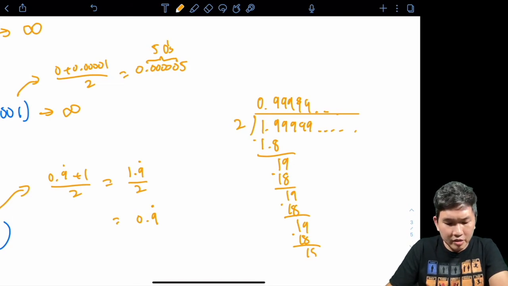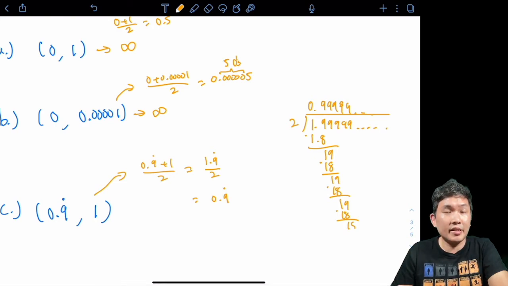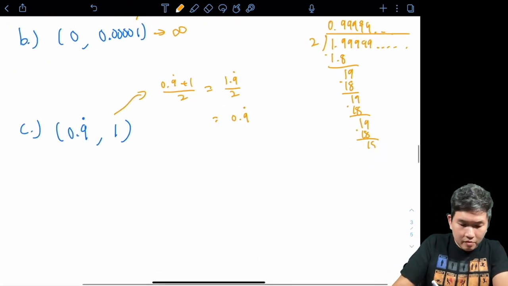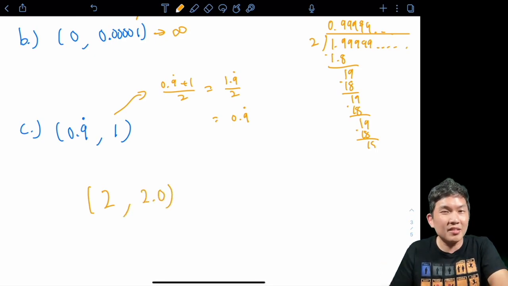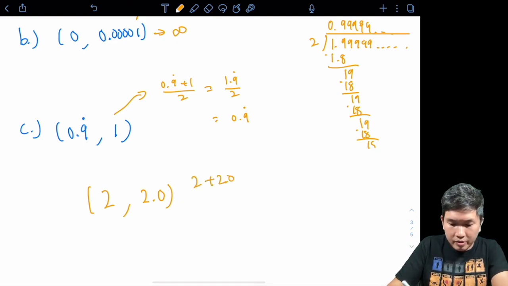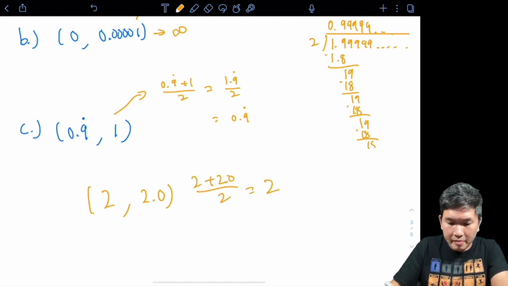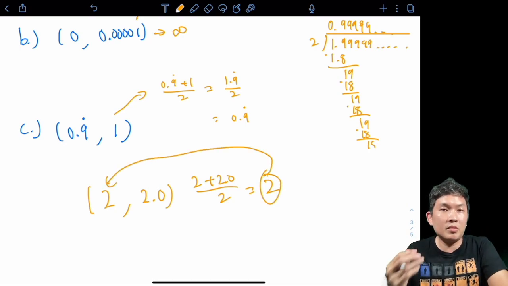Now, this is a bit strange because this is not a number that's between 0.9 and 1. In fact, it is the first number itself. So what does it mean? Let me give you a meaning of what that means. How many numbers are there between 2 and 2.0? I know this is a silly question because they are the same number. But if you do this, 2 plus 2.0 divided by 2, and you get back the same answer, 2, this seems to suggest that there are no numbers between them because they are the same number.